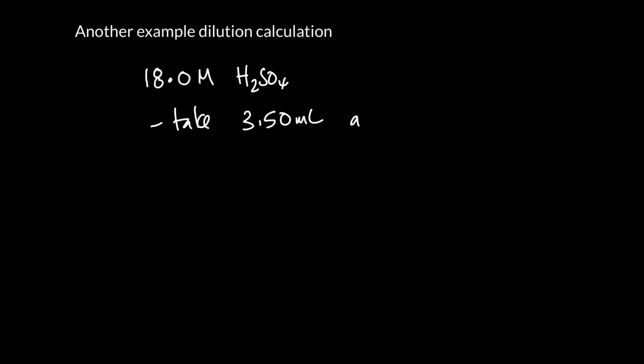All right, let's do another example dilution calculation here. For instance, maybe we've got some sulfuric acid. It's 18 molar in concentrated form. And we take, say, maybe 3.5 milliliters of it, and we add what should we add? 17.5 milliliters of water. And then the question is, what's the new concentration?